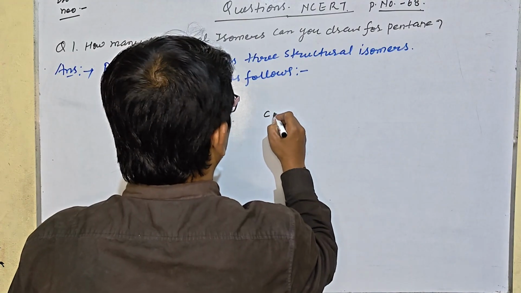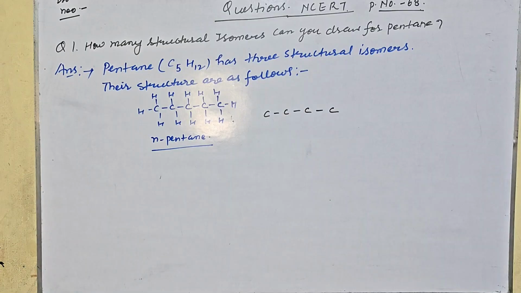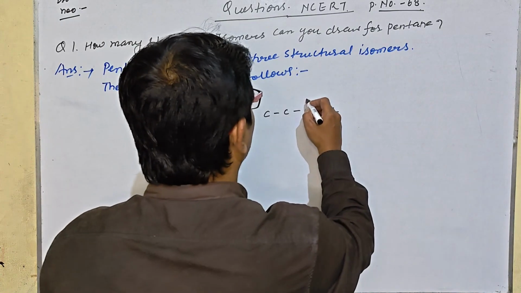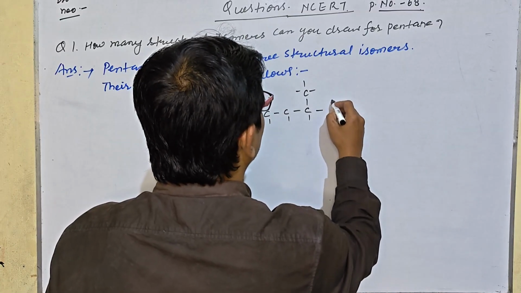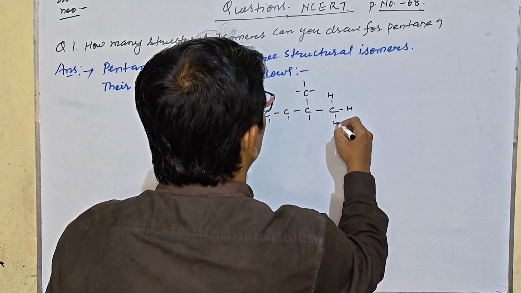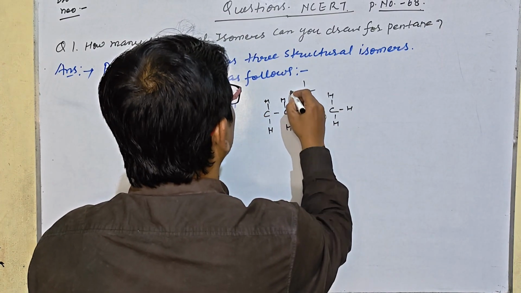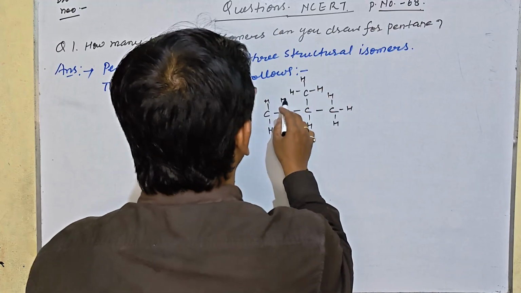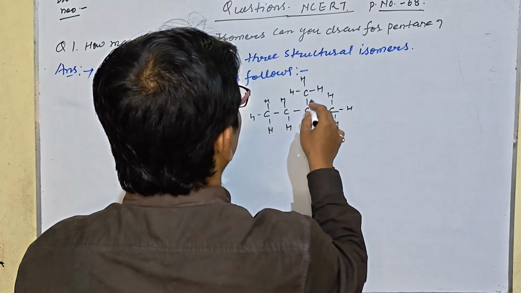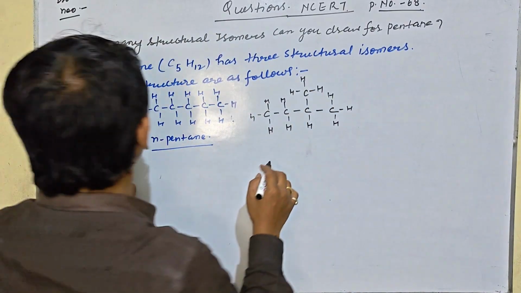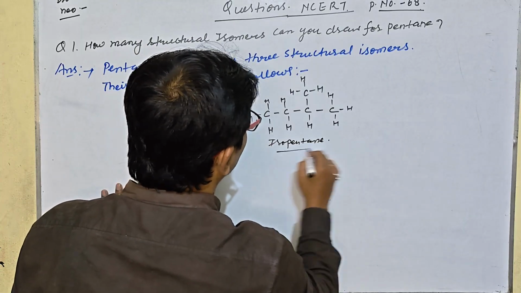You draw 1 2 3 4, and after drawing the 4, you draw the third like this. Just attach the hydrogens to them and count the number. Is it 12? 1 2 3 4 5, 9, and 3 more is 12. Is it clear? So this is the structure of isopentane.